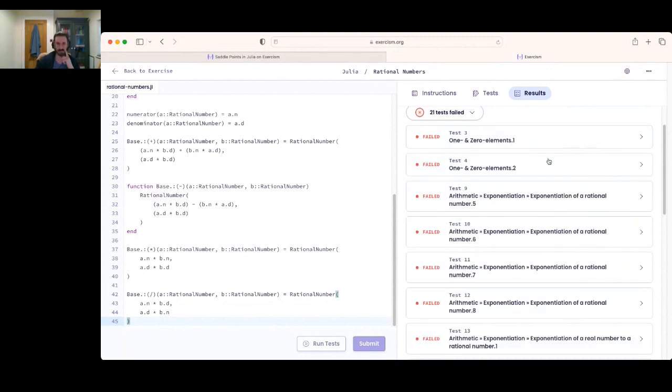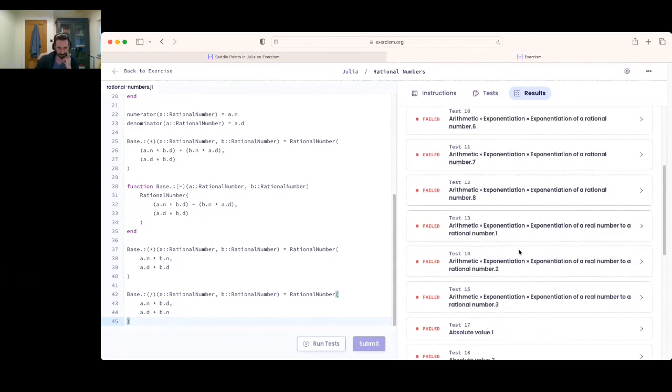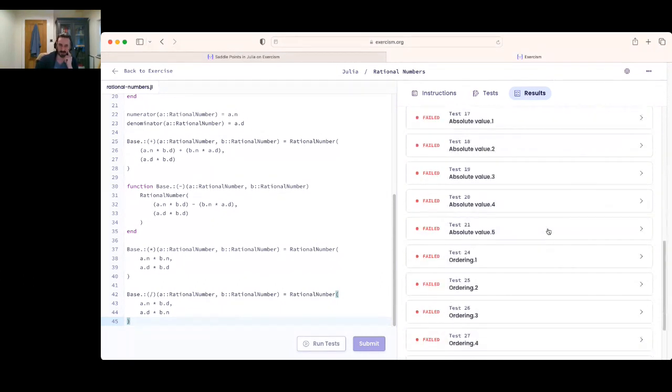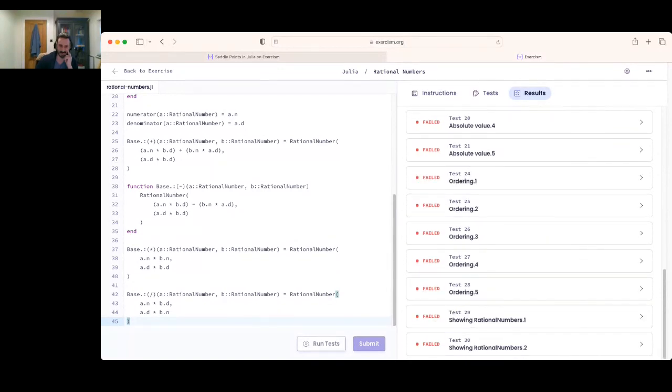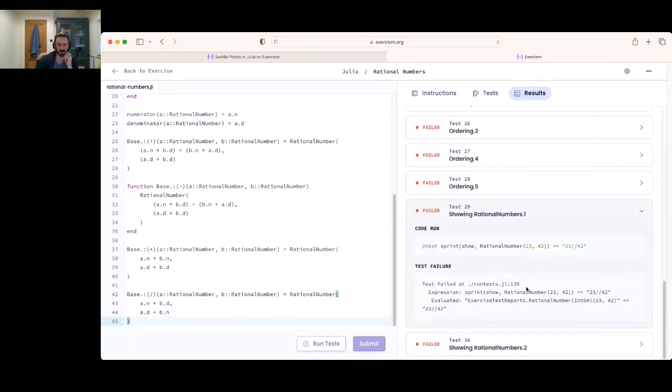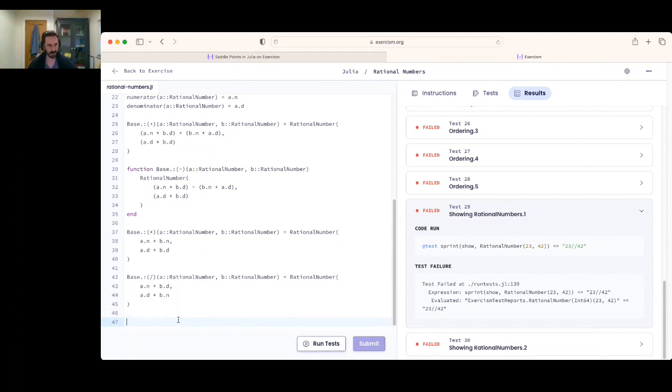I feel like I'm going to have to do these 1 and 0 elements because they've just been staring at me. Absolute value is such an easy one though. And showing a rational number. Let's do showing rational numbers. That feels like a really nice one to do, because it's such a cool little thing to do. So we're going to overwrite the base.show.